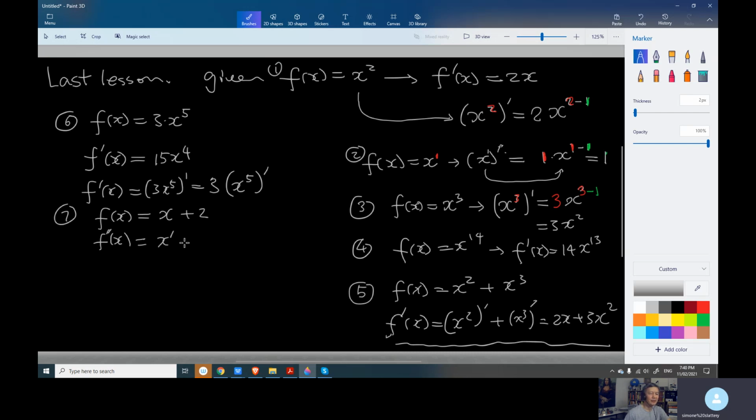Can we just apply this formula here? Wouldn't it be 1x to the power of 0 plus 1 times 2 to the power of 0? No, that is the question to be answered. When you see a constant, do you remember that scenario? If you just consider two functions, F1, which is x, and F2, which is the constant 2.